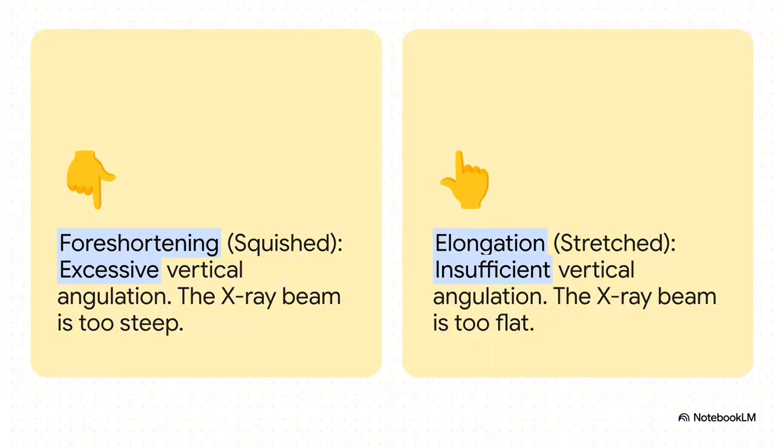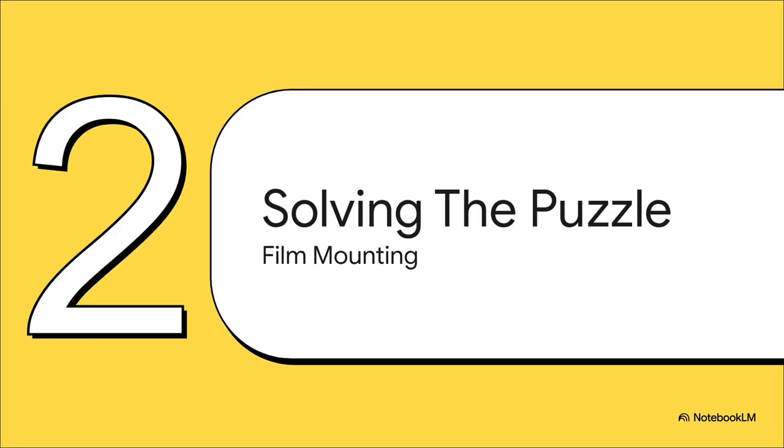Now, as you can imagine, this whole thing takes some serious skill. Because if that vertical angle is even a little bit off, you get distortion. If they aim the beam too steeply, the tooth looks all squished and short. That's called foreshortening. But if they aim it too flat, the tooth looks stretched out, which is called elongation. Precision is everything.